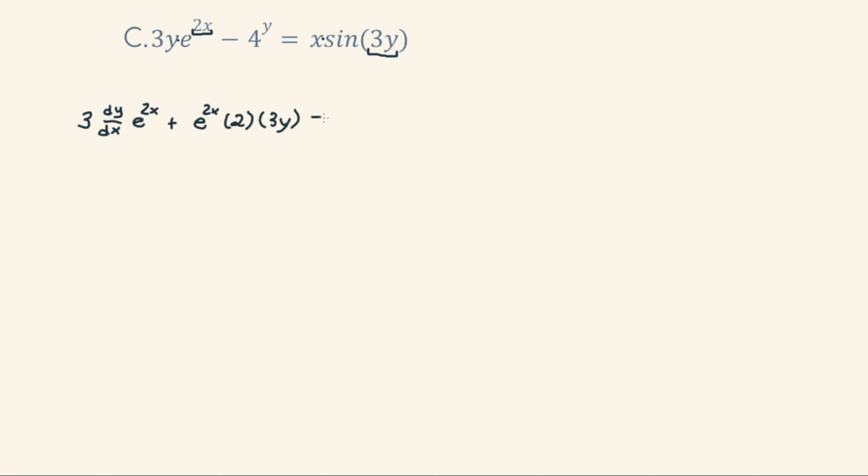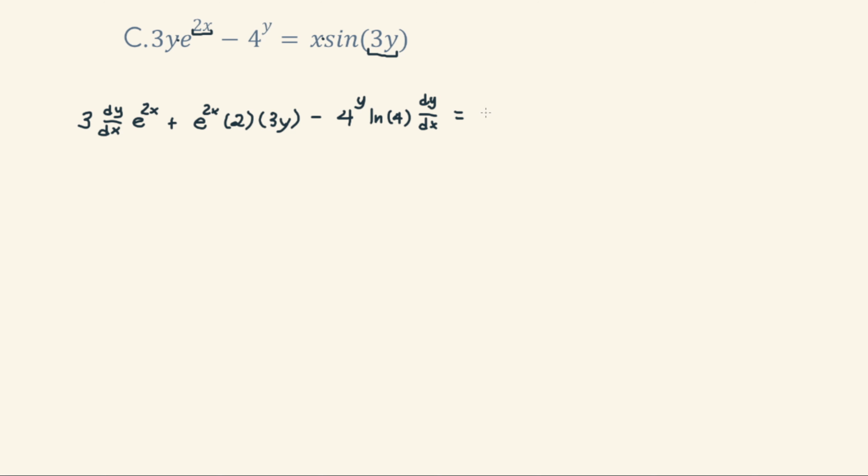Then we subtract the derivative of 4 to the y. And that's just going to be an exponential derivative, right? This is going to be 4 to the y ln of 4. And now, because of chain rule, we have to take the derivative of y. So that's just going to be dy over dx.